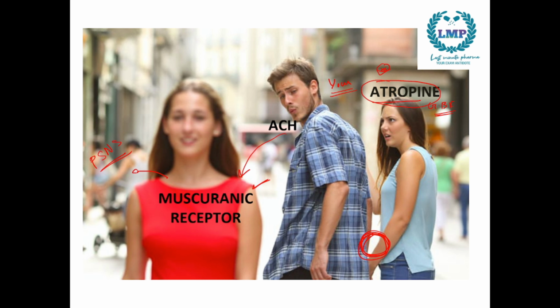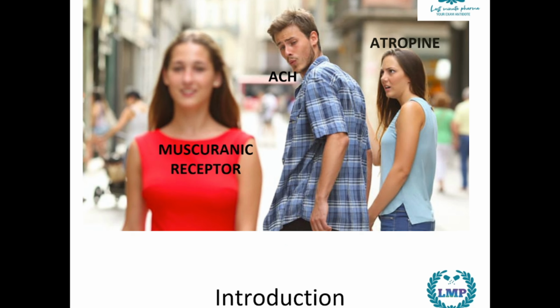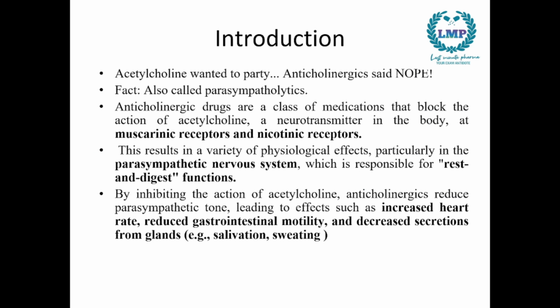So if acetylcholine doesn't bind to the muscarinic receptor, what is going to happen? The muscarinic activity will not be seen, right? Like the last time we discussed, the cholinergic activities in the body cannot be seen. As simple as that. Acetylcholine wanted to party, but anticholinergic said no. So these are also called parasympatholytics.